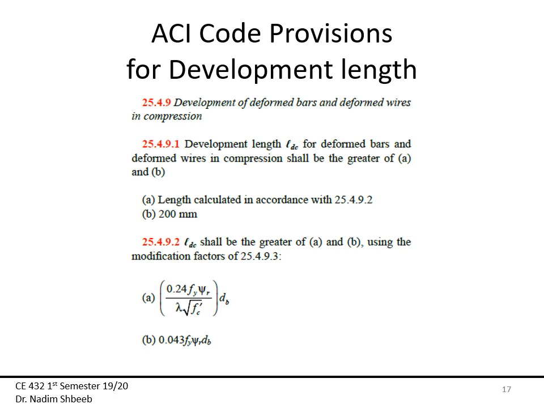Now, moving on to the development length of compression. Compression is a little bit easier than tension because I only have 2 equations to contend with. First of all, the minimum development length for compression is going to be 200 millimeters. In tension, it was 300. And also it says the length is calculated based on these 2 equations right here. In this case, I have to use again the greater of A and B. Now here it's 0.24 fy, and the psi-r is what we call the confinement modification factor. So you calculate from equations A and B, and you take the larger one.